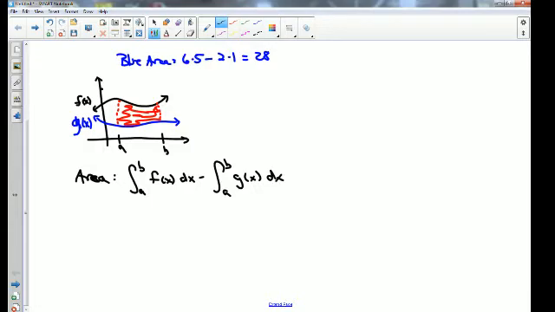So the area between f and g. It's just a subtraction problem, right?